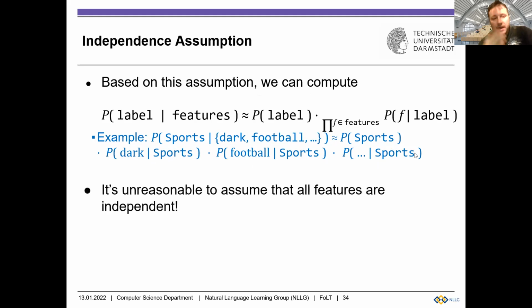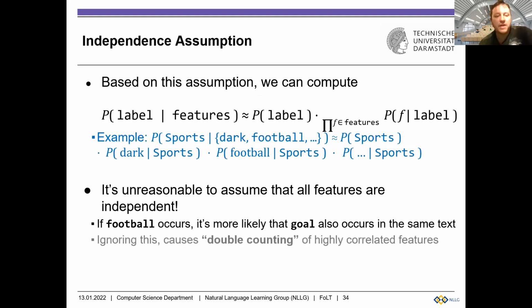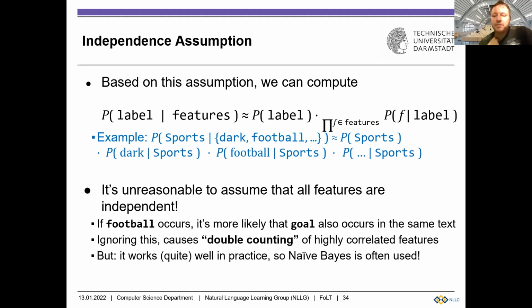And as I said, it's unreasonable to assume that all features are independent. If football occurs, it's more likely that goal also occurs. So there's certainly a dependence among those features. However, this makes our algorithm tractable. And also, while the algorithm is therefore suboptimal, it still did work quite well in practice for some time.